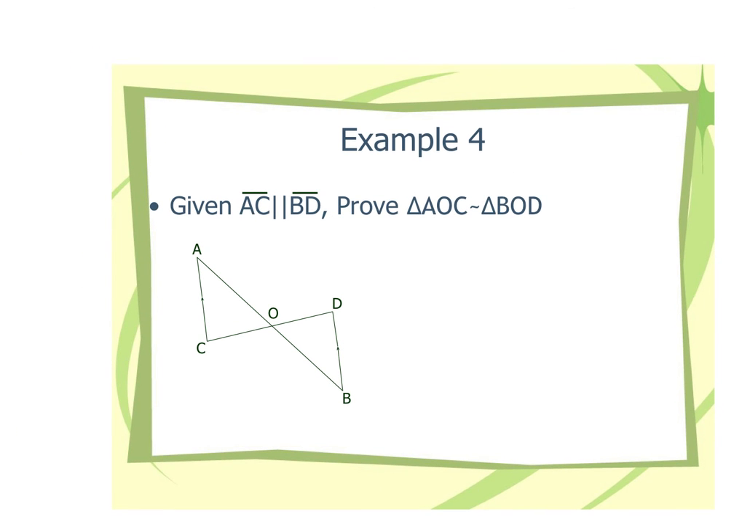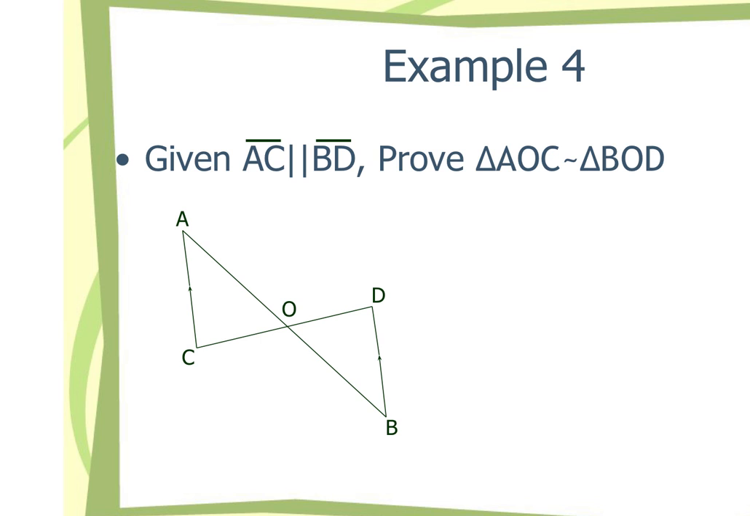Okay, if we know that AC is parallel to BD, we need to prove that these two triangles are similar. What angles do we know are congruent? Ariana? Good. Label them for me. Very good. Angle AOC is congruent to DOB. And she said because they are vertical. Excellent. Anything else? Emma. Angle CAO and DBO.